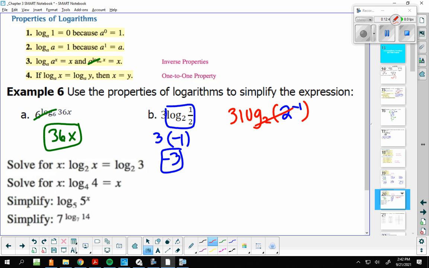And then you get 3 times, right? And then we have -1, so we still get -3. I don't care which way you think of it. That part's up to you. But there's another way that you could have simplified that expression.